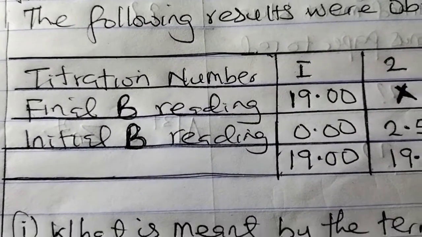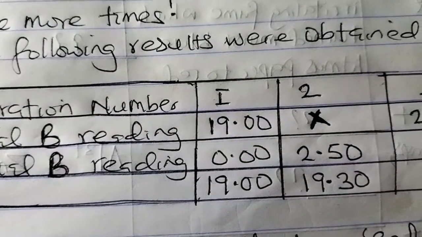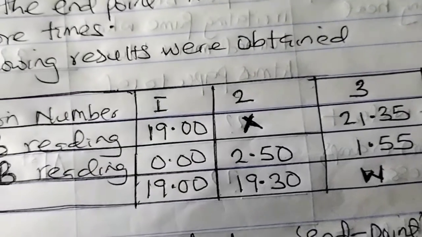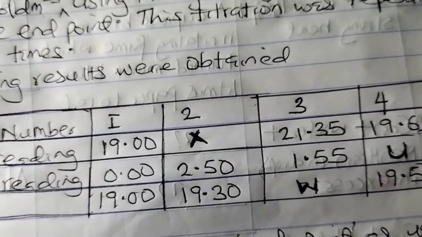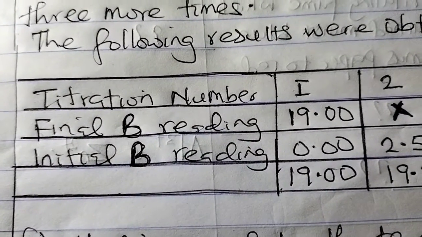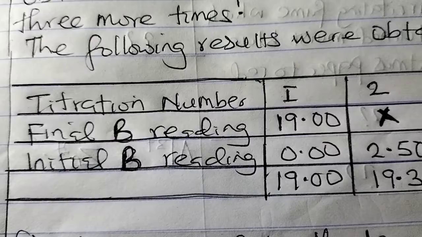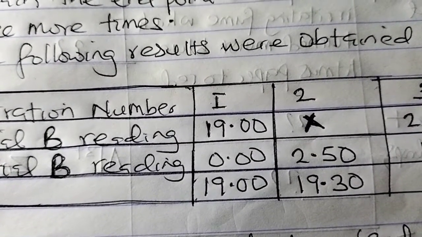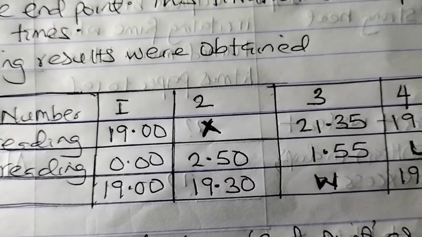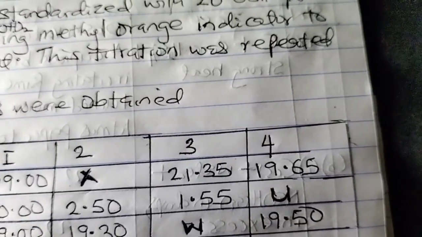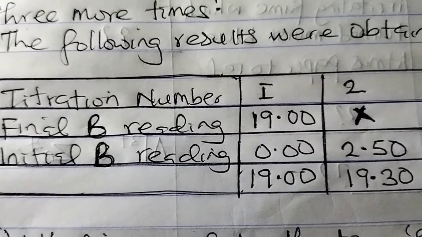We now have the titration table. Titration number 1, 2, 3, 4. The first one is the rough. They were repeated 3 more times, which is 2, 3, and 4. Then the final B reading: on the first row, under 1, 19.00, under 2, S, under 3, 21.35, under 4, 19.65.